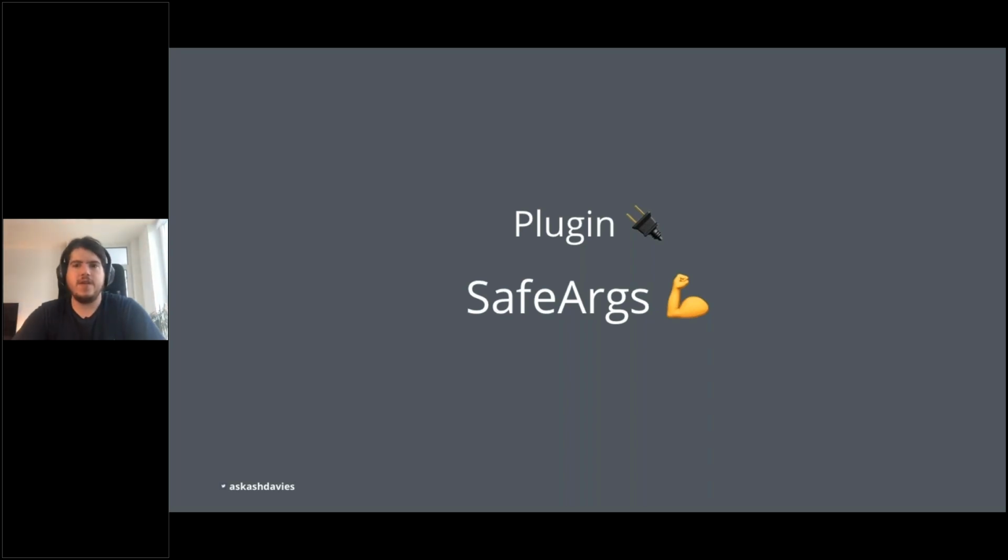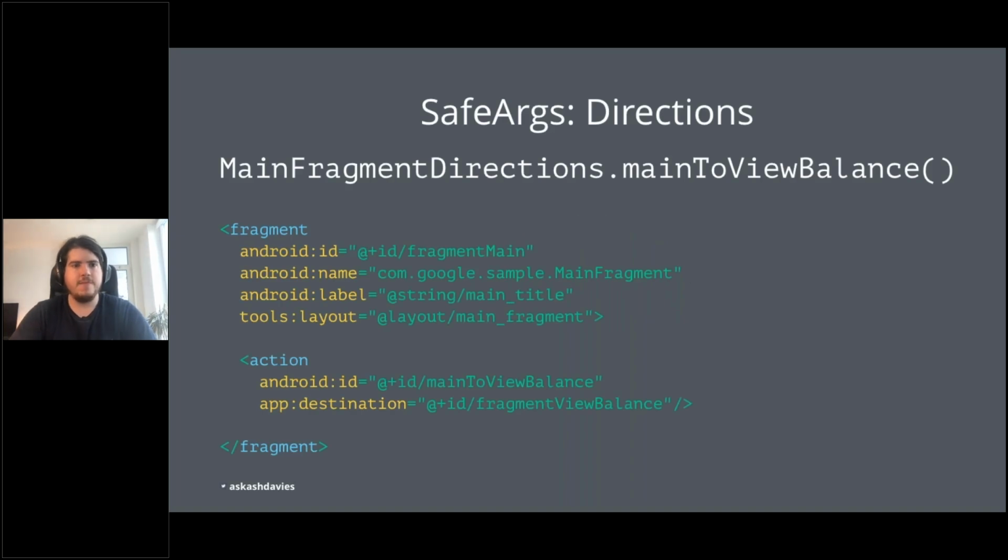You can only use primitives or parsable values, as always with bundles, but this makes it much, much easier when it generates the implementation for you. So the implementation might look like this. It might look like MainFragmentDirections.mainToViewBalance. And this is the name that you defined in your navigation graph, where you're saying the action from one destination to the next, and that's the call you're going to make. And this is the class. This is the thing that SafeArgs will generate.